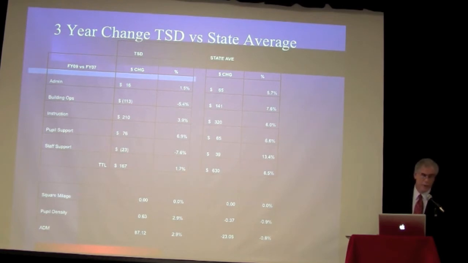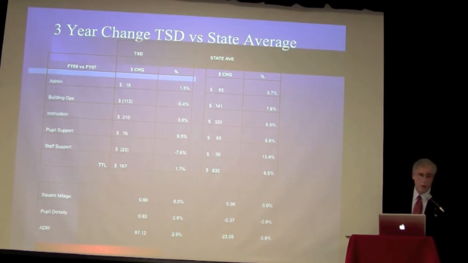Now let's look at the 3-year change, Talawanda versus the state of Ohio. As I said before, our expenses increased over 3 years by 1.7%. Our administrative or overhead only increased by 1.5%. Again, keep in mind, inflation is 2.3%. Our building operation cost, again, the cost to operate the building, the cafeterias, busing, dropped by 5.4%. During that same time period, state increased by 7.6%.